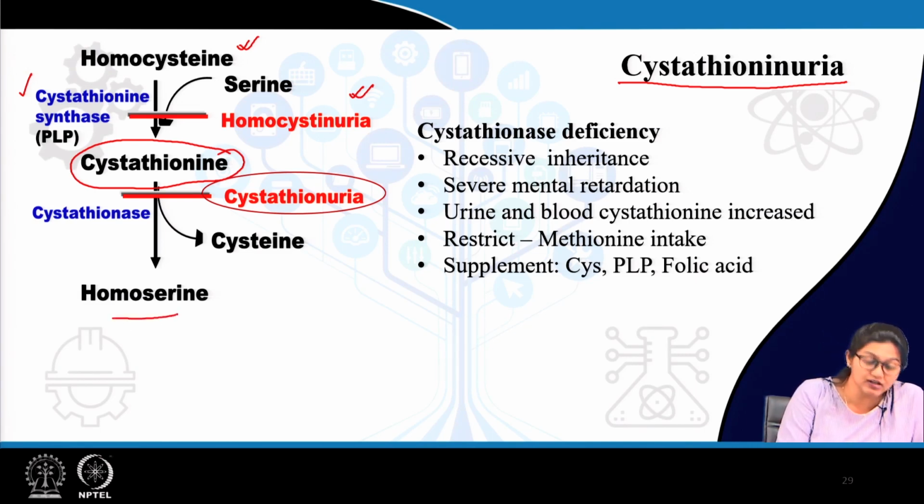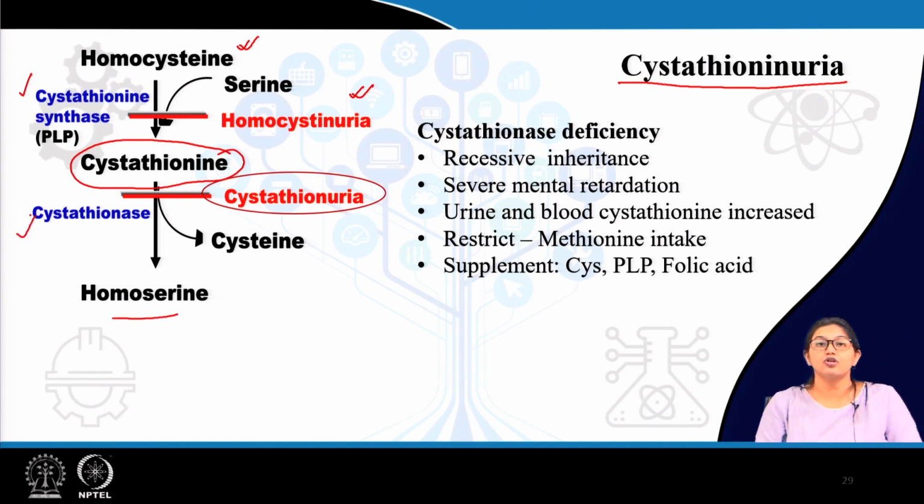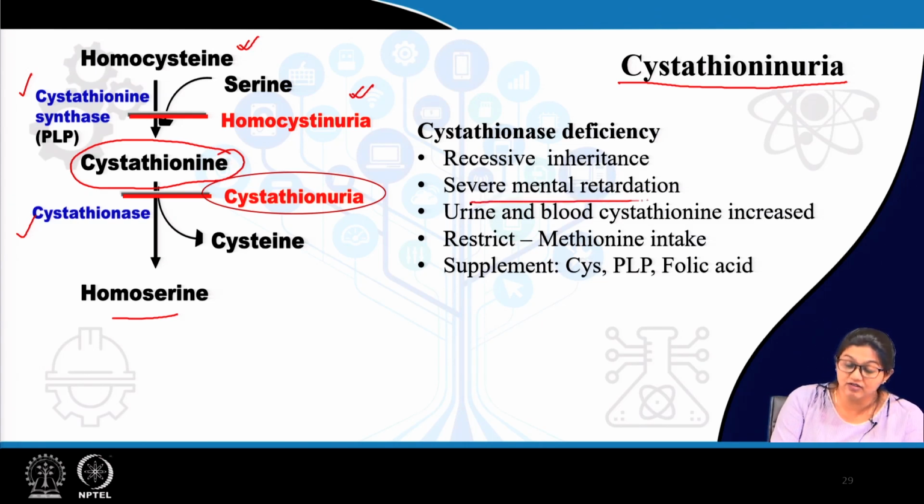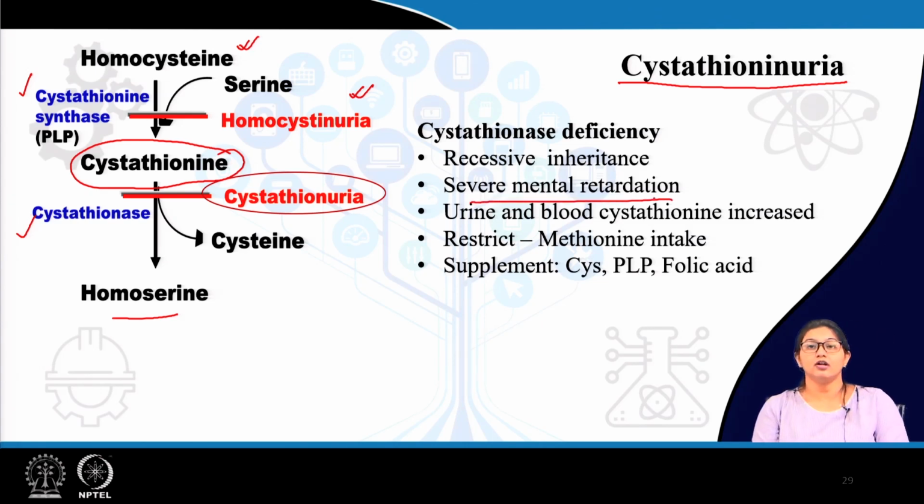and that is because cystathionine cannot be degraded to homoserine due to a defect in the enzyme cystathionase. So, cystathioninuria is related to cystathionase enzyme deficiency. Once again, it is a recessive pattern of inheritance manifested as severe mental retardation. What you will get is increased concentration of cystathionine in urine and blood.